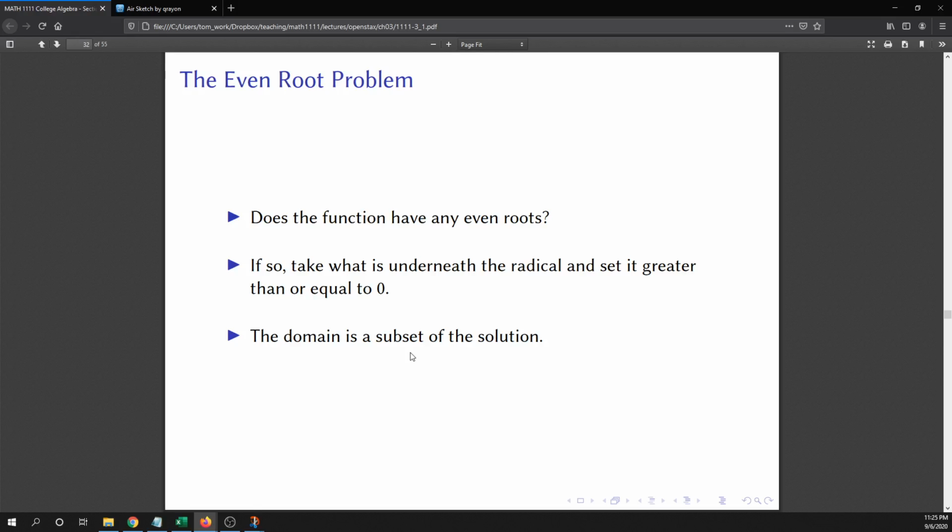All right, so notice that's sort of the opposite of the division by 0 problem. In the division by 0 problem, it tells you, hey, these numbers are not part of the domain. When we're talking about taking into account the even root problem, the solution of that inequality tells you what the domain is. It tells you, hey, these are the numbers you want to stick to. All right, let's take a look at an example.